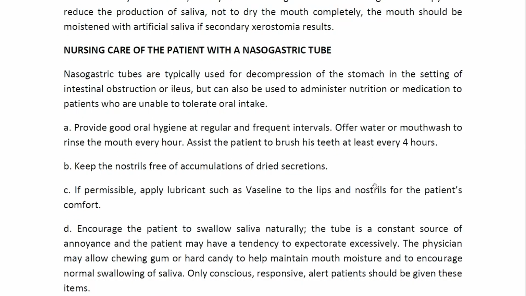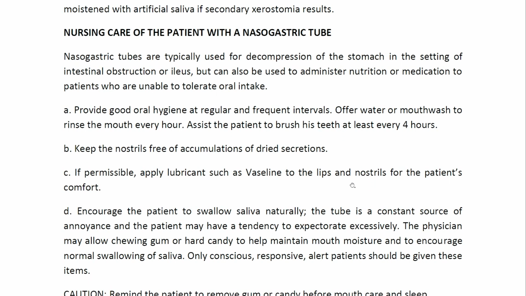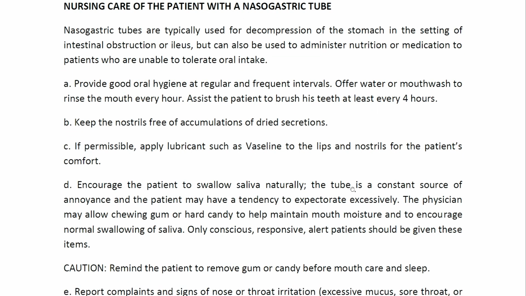Nursing care of the patient with a nasogastric tube. Nasogastric tubes are typically used for decompression of the stomach in the setting of intestinal obstruction or ileus, but can also be used to administer nutrition or medication to patients who are unable to tolerate oral intake. Provide good oral hygiene at regular and frequent intervals. Offer water or mouthwash to rinse the mouth every hour. Assist the patient to brush his teeth at least every 4 hours.